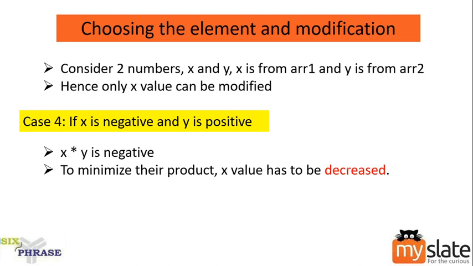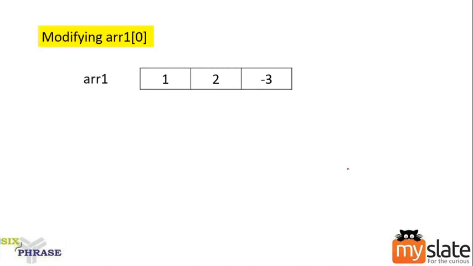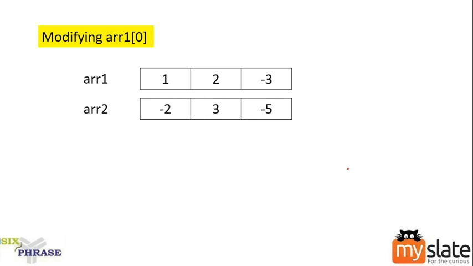So now if you have known that sometimes we increase, sometimes we decrease, with this concept, let us solve our original example. Okay. So what is our original example? Array 1 contained 1, 2, minus 3. Array 2 contained minus 2, 3, minus 5. And how many modifications were allowed? K is equal to 5. So 5 modifications were allowed. We are not going to scatter our modifications. We will target only one element at any point of time. And array 2 cannot be modified. Array 1 only should be modified.